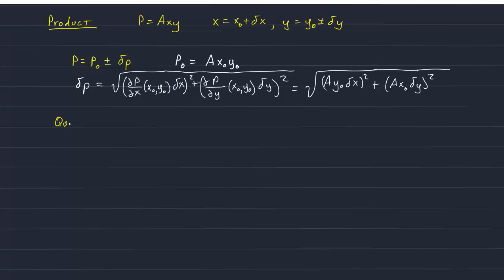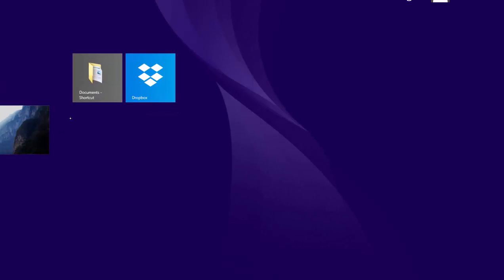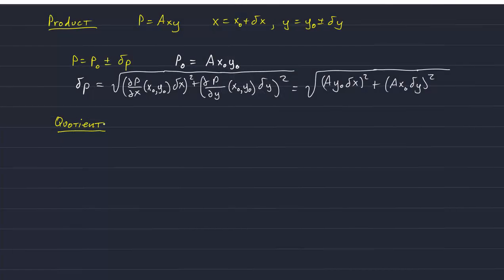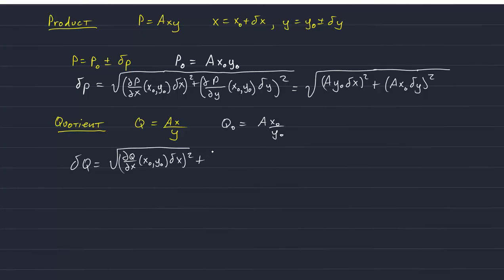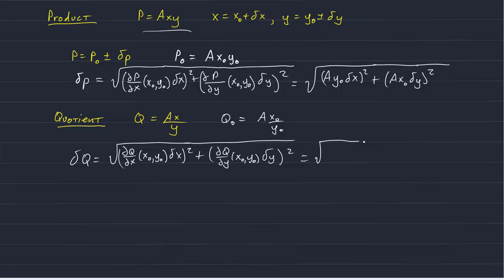And if we go with a quotient, we apply the same rule. We just have to remember how to take partial derivatives involving quotients. So here we have a quotient, let's say, Q equal to AX divided by Y. And again, we have Q0 equal to AX0 divided by Y0. And the uncertainty in Q is equal to the square root of the partial derivative of Q with respect to X, evaluated at the most likely values, times delta X, plus the partial of Q with respect to Y, and so that gives this.